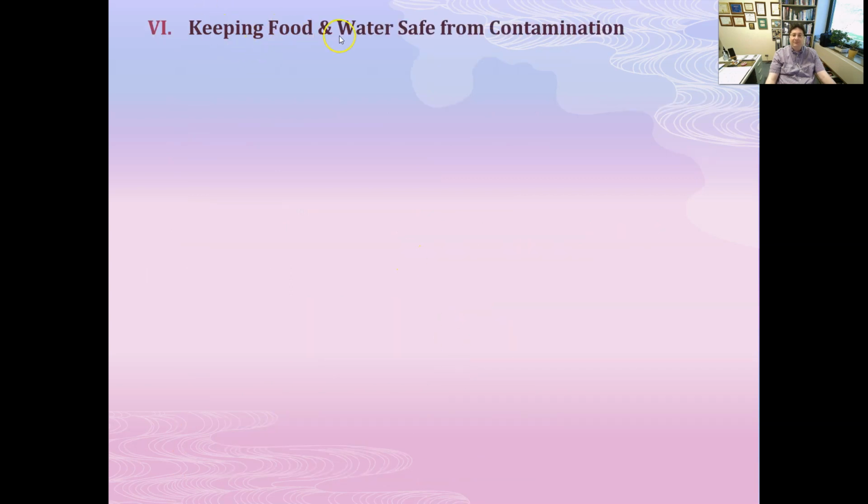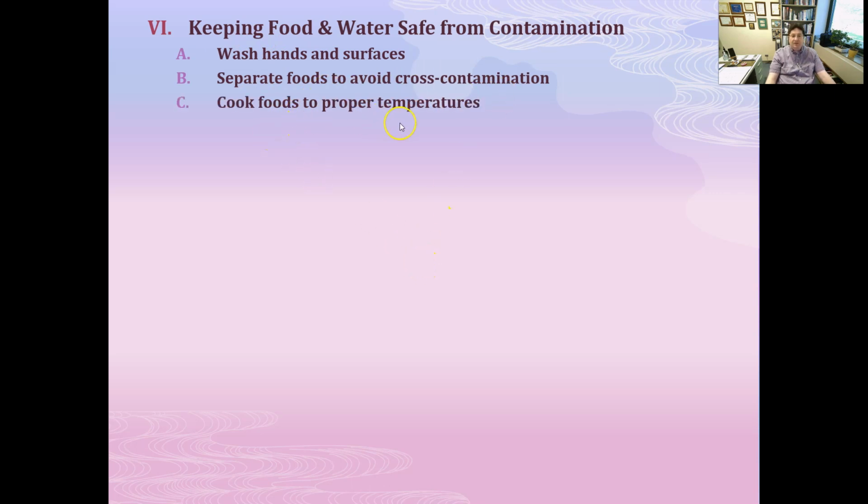Finally, how can we keep food and water safe from contamination? Well, everyone, a lot of this is just common sense, okay? Wash your hands and surfaces. Separate foods to avoid cross-contamination. Cook to proper temperature, and definitely proper refrigeration.